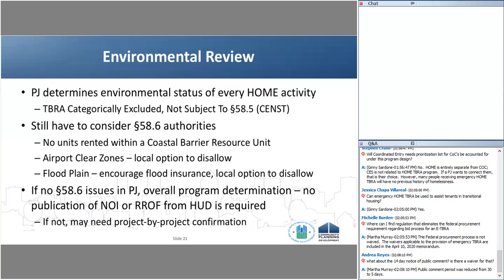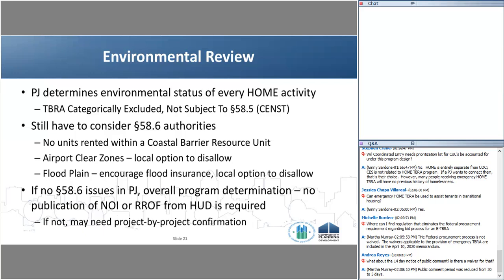In terms of airport clear zones and floodplains, it is permissible to provide TBRA to tenants in such areas. For those folks whose units are in floodplains, obviously we would very clearly suggest obtaining flood insurance, both to the degree it's available for tenants, just like renters insurance, and also for owners. It's also permissible for a PJ to design its program to say that you're simply not going to assist units in any of those areas, though I suspect that given the short-term and emergency nature of what we're talking about, it would be uncommon for most of you to just categorically exclude floodplains and airport clear zones.